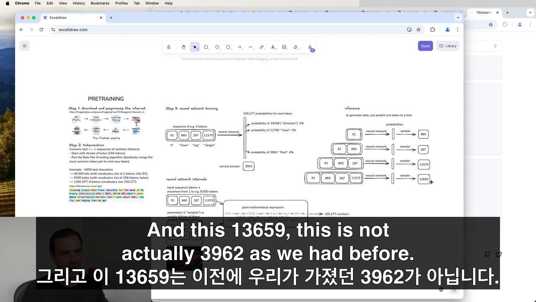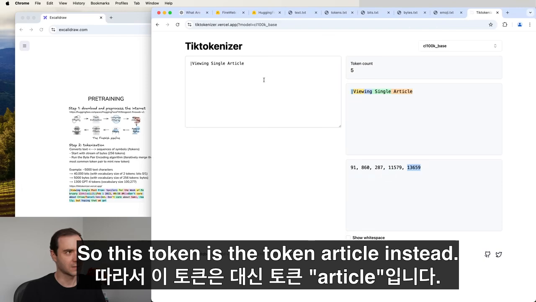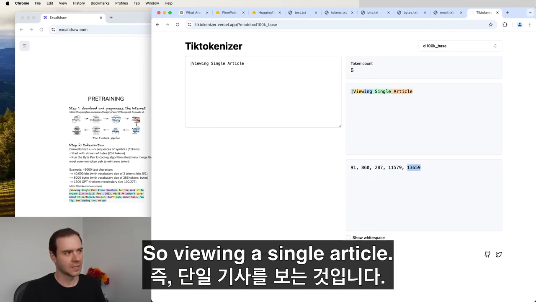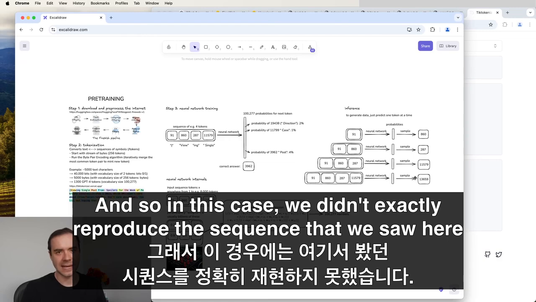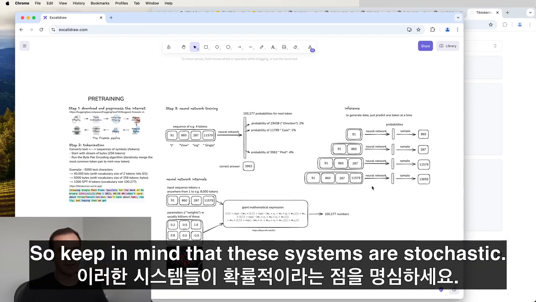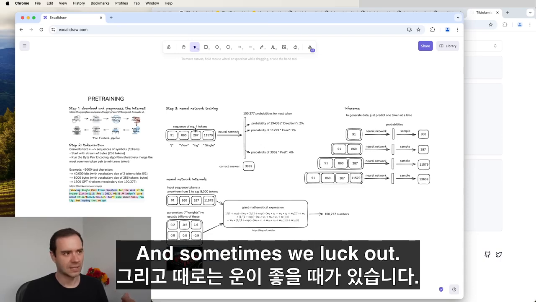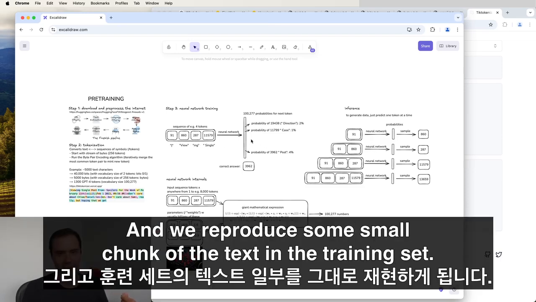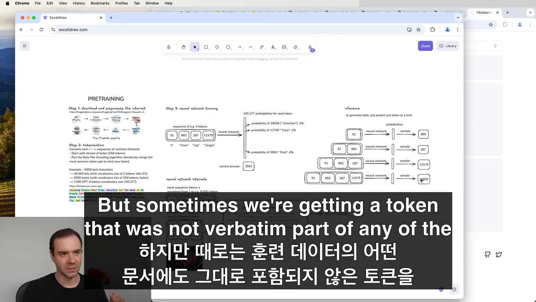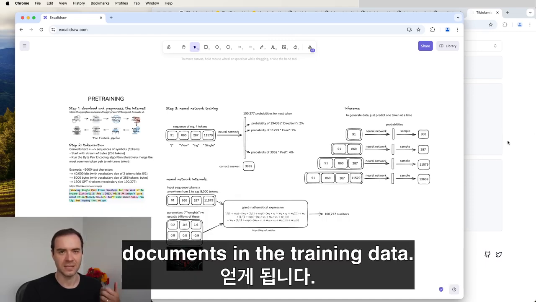And this 13659 is not actually 3962 as we had before. This token is the token "article" instead, so "viewing a single article." And so in this case, we didn't exactly reproduce the sequence that we saw here in the training data. Keep in mind that these systems are stochastic. We're sampling and flipping coins, and sometimes we luck out and reproduce some small chunk of the text in the training set, but sometimes we get a token that was not verbatim part of any of the documents in the training data.